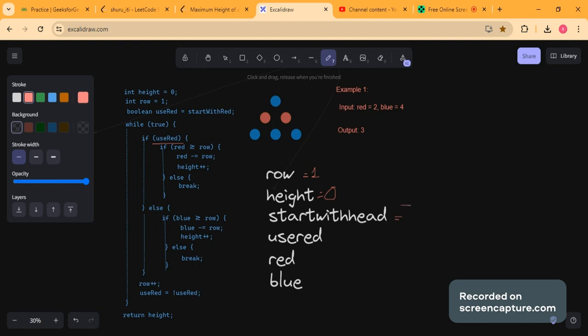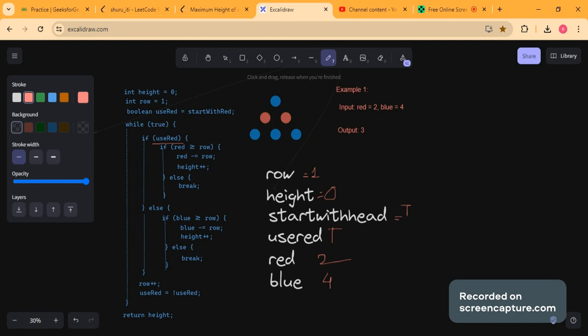So let me take it as true because we are starting with a red ball. So use red will again be true. What is the number of red balls? Red balls we are given as 2. And what is the number of blue balls? We are given it as 4. So we know that use red is true. It means we are using the first row as red ball.